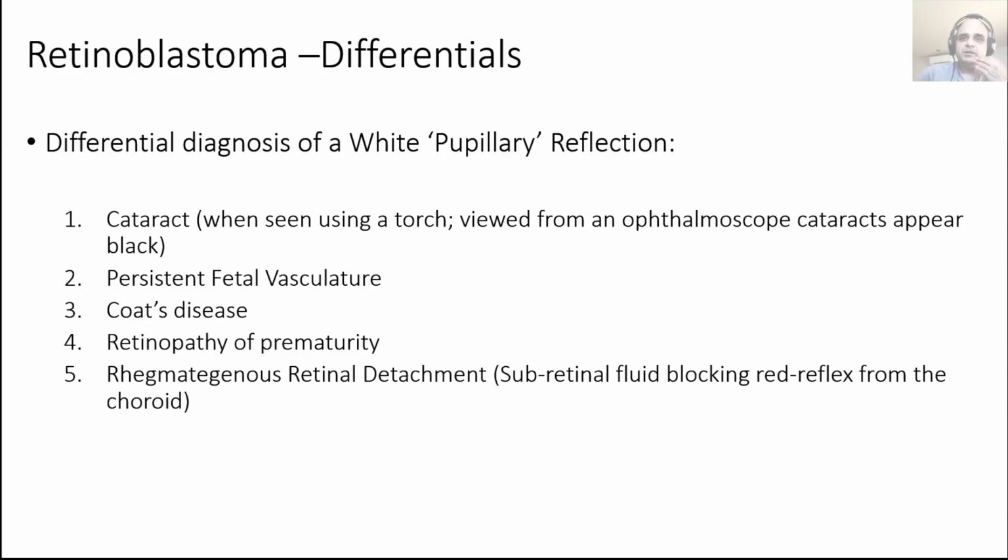We've already talked about retinal detachment, and because of the accumulation of subretinal fluid through the break, that actually causes a detachment. That fluid prevents the choroidal red reflex that you see on an ophthalmoscope, thus producing leukocoria or white pupillary reflex.